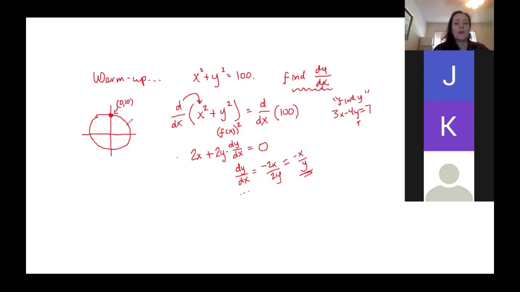So thinking of another point, let's see, 3 for x and 1 for y. 3 squared plus 1 squared. Did I do that right? No. Let's see, what can I do with 8 and 6? I think that's the point I need. Sorry, I was thinking of tens.